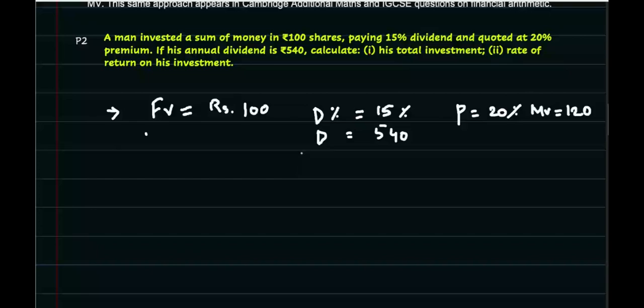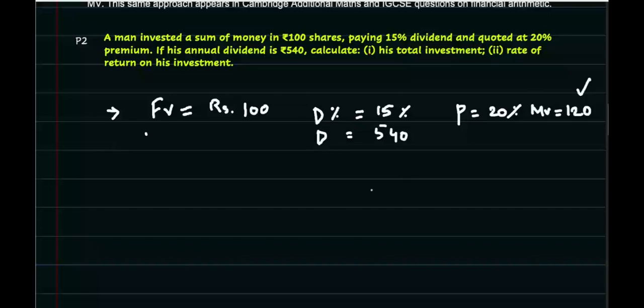So calculate the total investment. What is total investment? Total investment means you multiply the number of shares and the price at which you have bought it. That is your investment, right? So how many shares are there? Is it given? No, the number of shares is not given. At what price he bought that? This is given, correct? So one thing is missing here. So first of all, find out how many shares he bought, then multiply it with the market value. You will get the total investment.